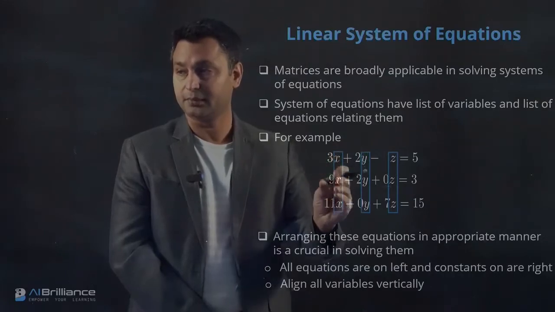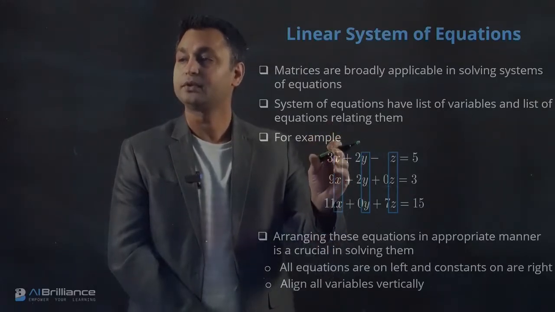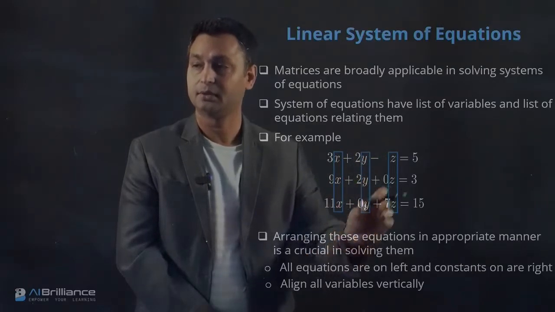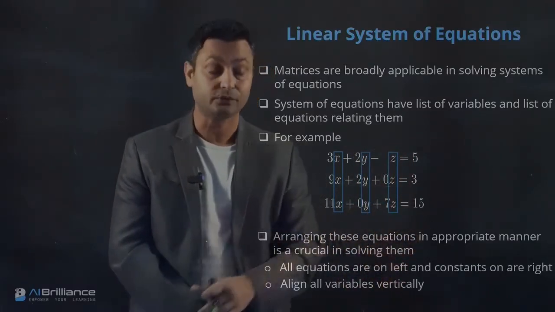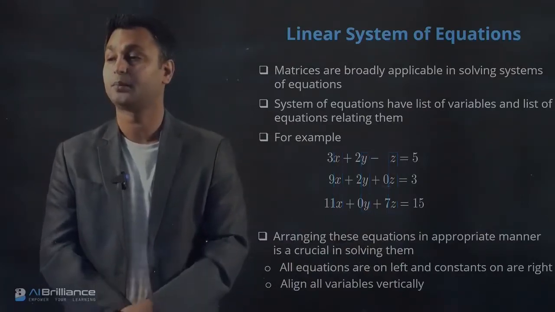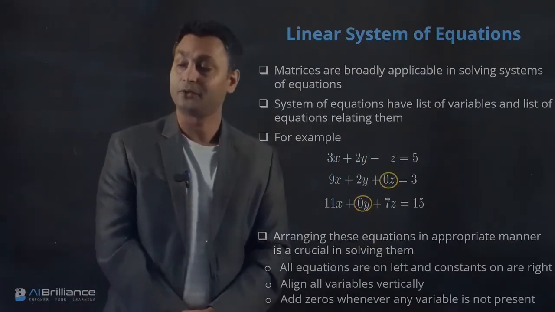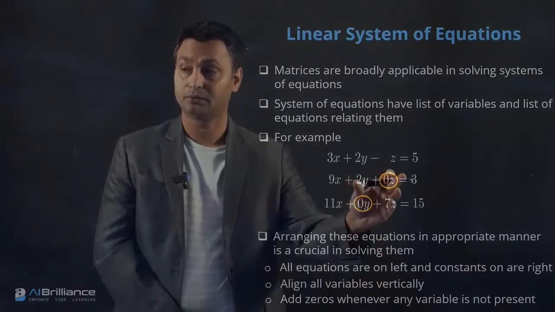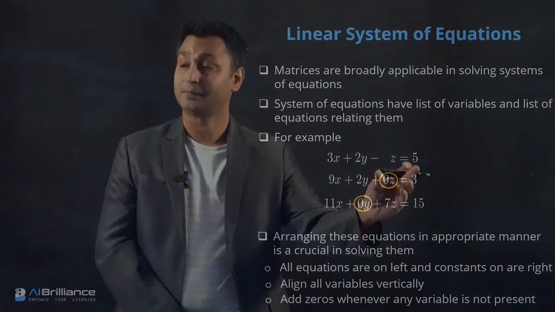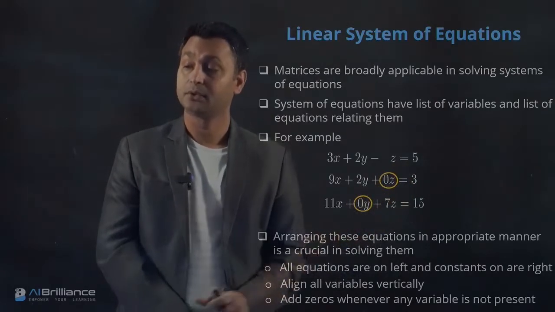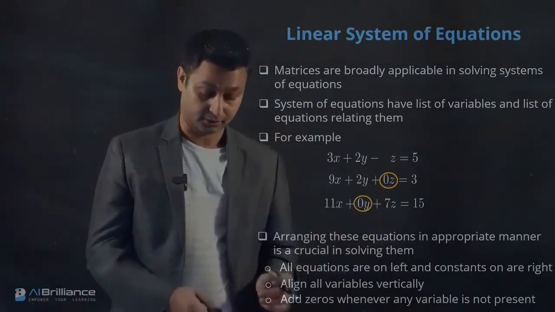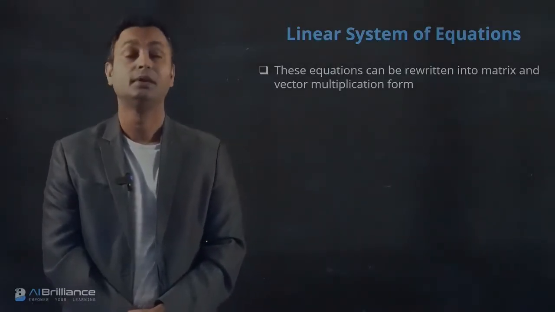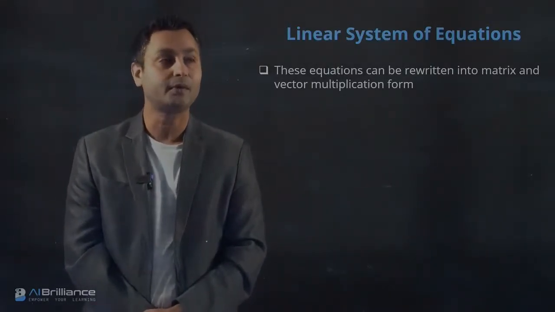So x is aligned with x in the first, second, and third equations. y is aligned in the first, second, and third. And z is aligned in the first, second, and third. That's another important requirement. And where we have no coefficient for one of the variables, we basically put 0 times that variable, adding zeros wherever necessary.